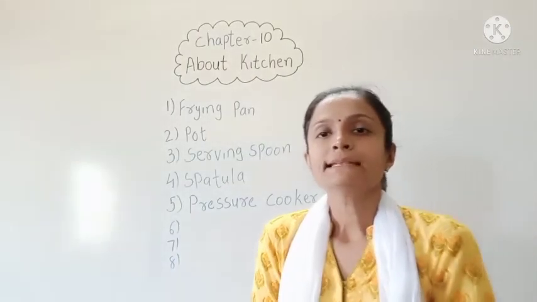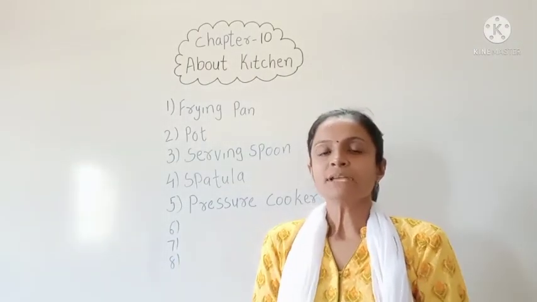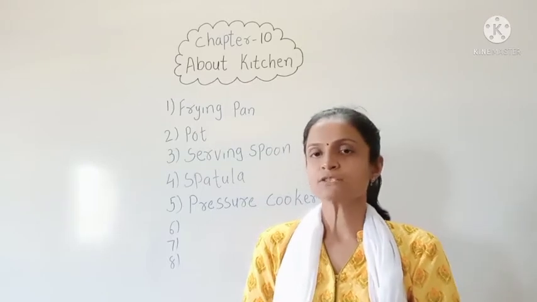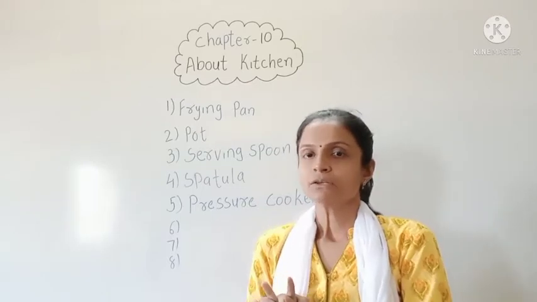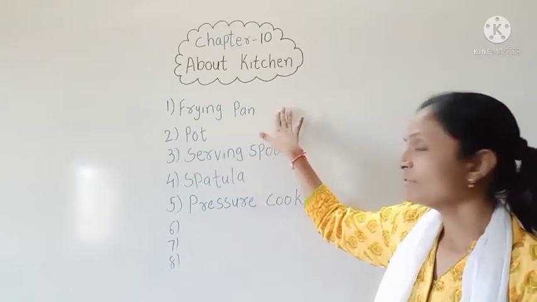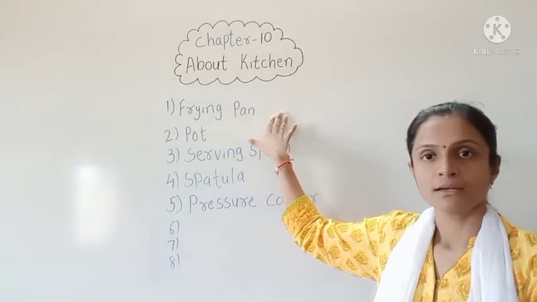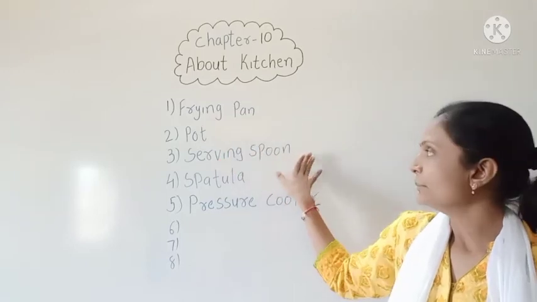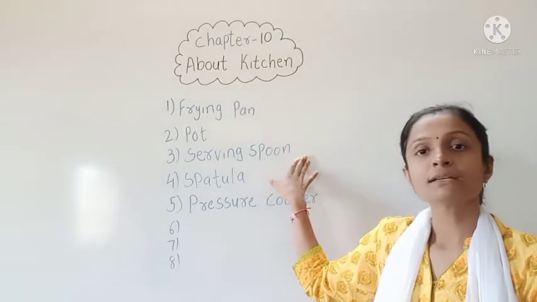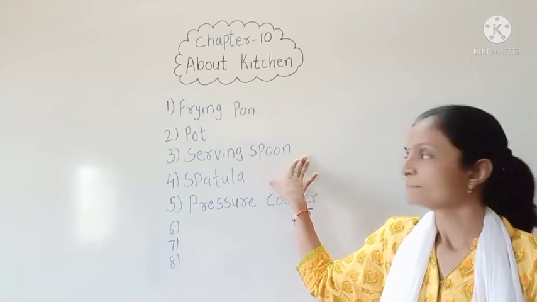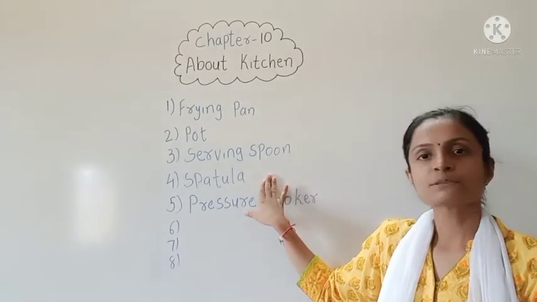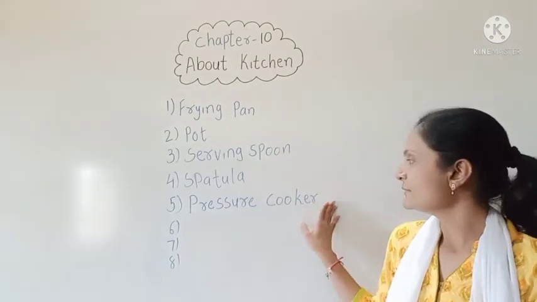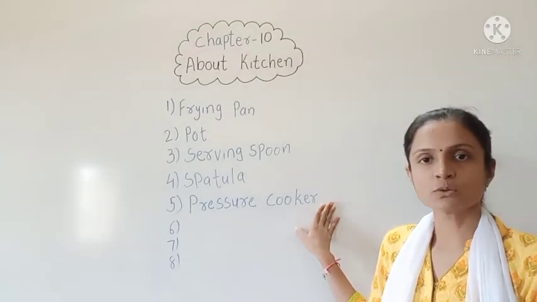So in these pictures we have seen some of the utensils. So let us see the utensils. Okay, so number 1 is frying pan. Okay, number 2 pot. Number 3 serving spoon. Number 4 spatula. Number 5 pressure cooker.